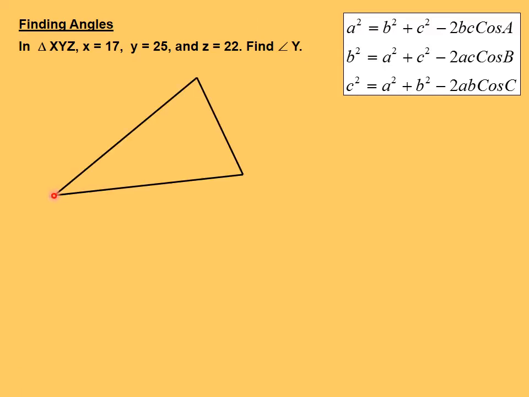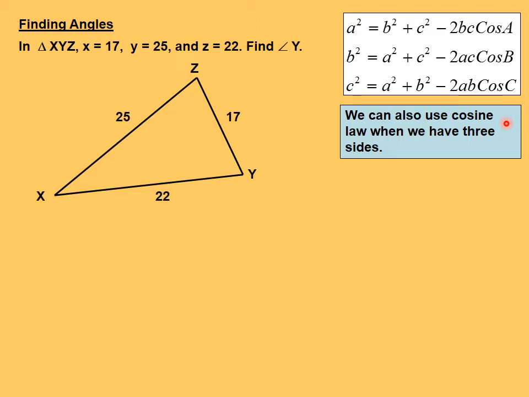Okay, so here we have any random triangle. It does not have a right angle. That's important. And let's call it X, Y, and Z. And let's start labeling some of our sides. So we know that X is 17. That's going to go here. And we know that Y is 25. So side Y is over here. And let's put side Z is 22. That's going to be over here. Okay, now we've got our triangle all labeled.